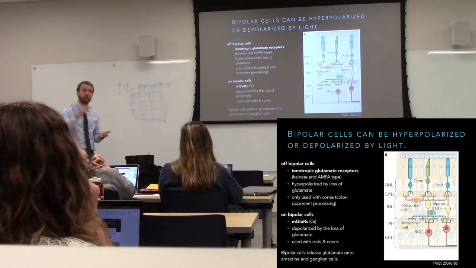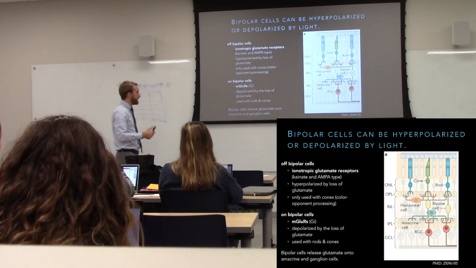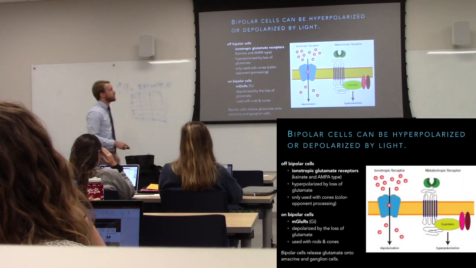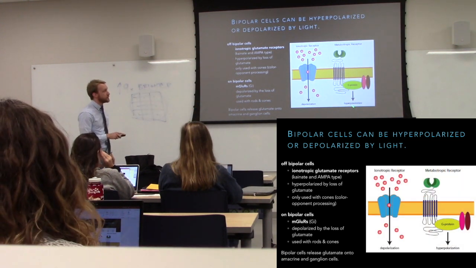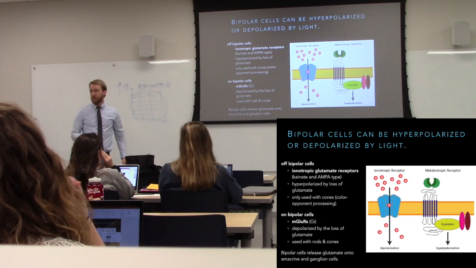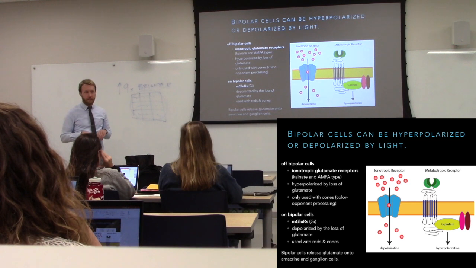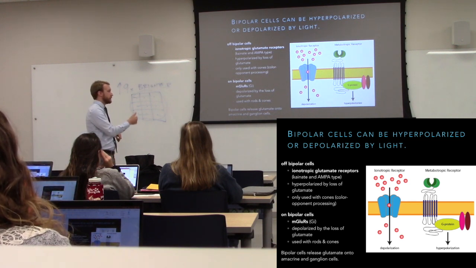What we're talking about is without glutamate. So we've got to flip that. The on bipolar cells are going to get turned on because we're not spitting out glutamate and causing hyperpolarization. By removing that inhibition, they get excited. So you just got to flip these.